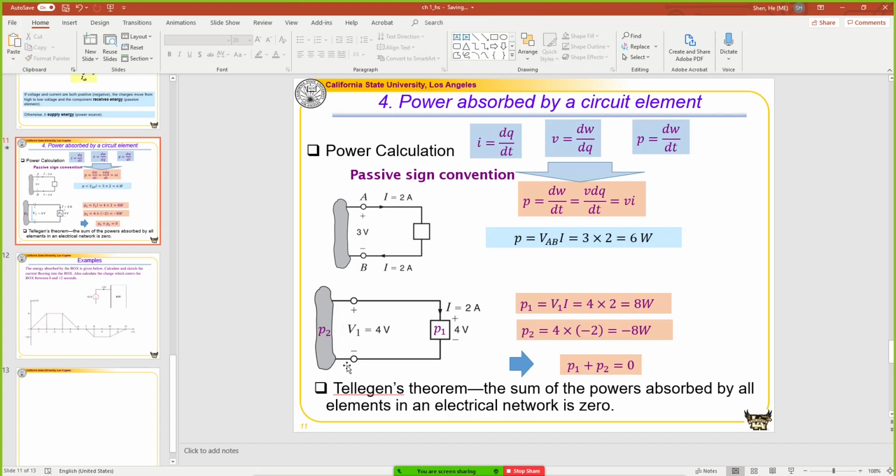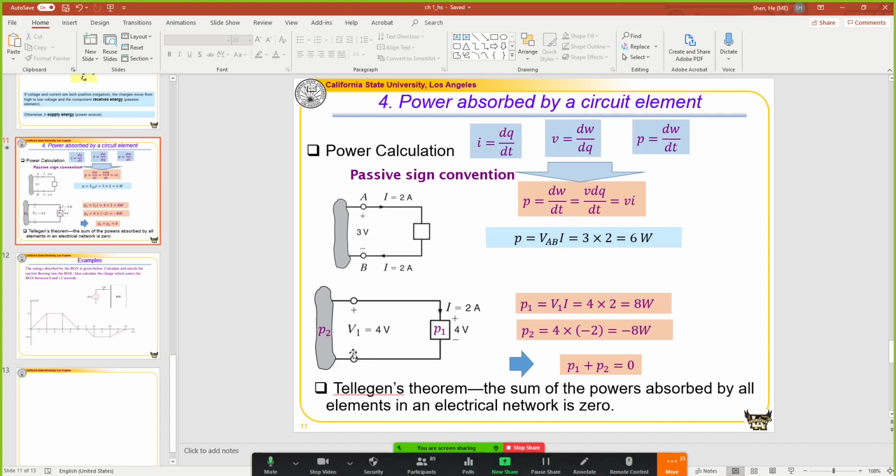So we know that in this circuit, P1 absorbs energy at a rate of 8 watts, and P2 supplies energy of 8 watts. So that makes sense, right? For the whole circuit, one element absorbs 8 watts. The rest of the circuit has to supply 8 watts. Otherwise, the energy won't be balanced, right?